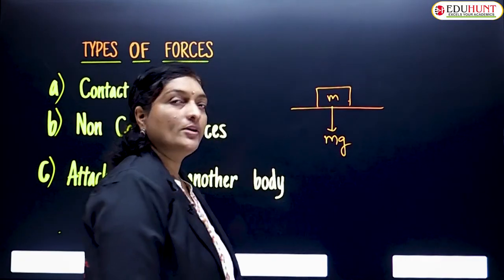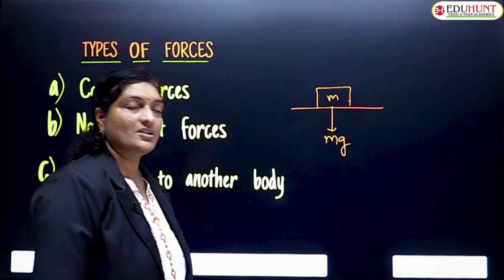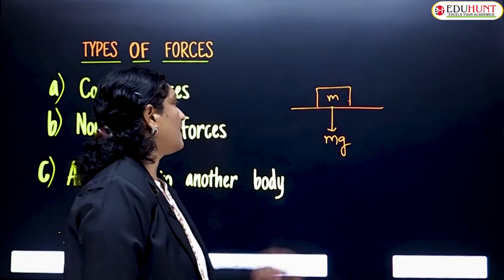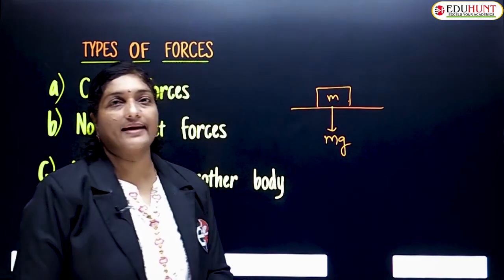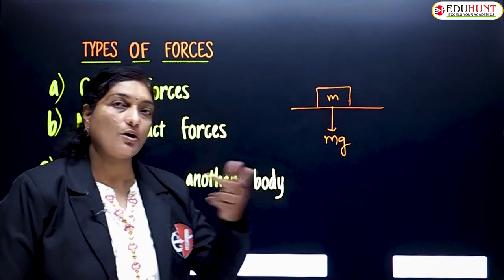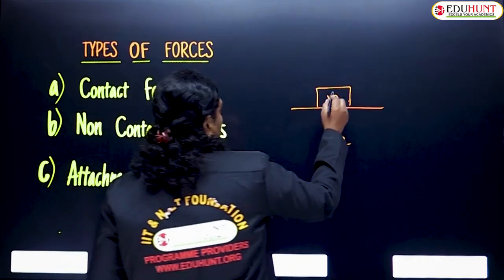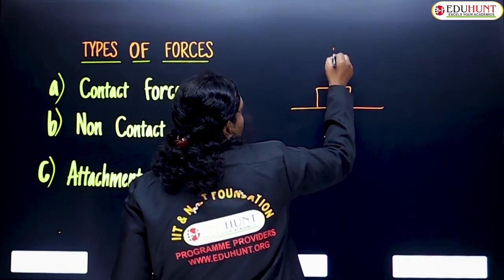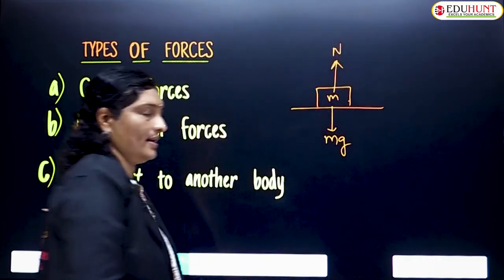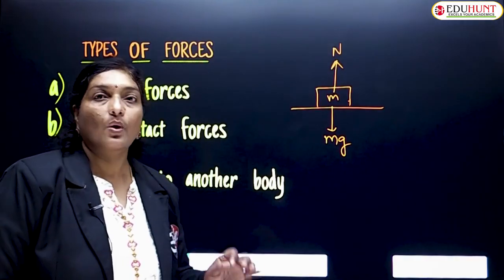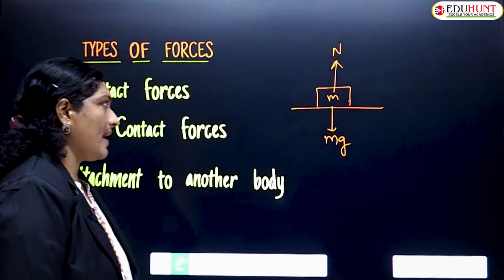According to Newton's third law, for every action there is an equal and opposite reaction. If the weight is acting downwards, there must be an equal and opposite reaction force balancing that weight, and that force is called the normal reaction. Mostly it is indicated with N, where N indicates the normal reaction.